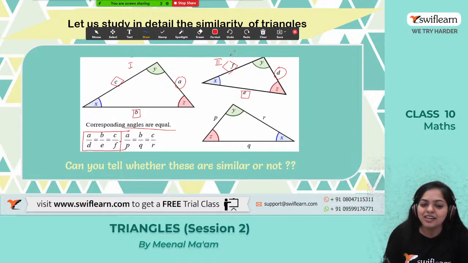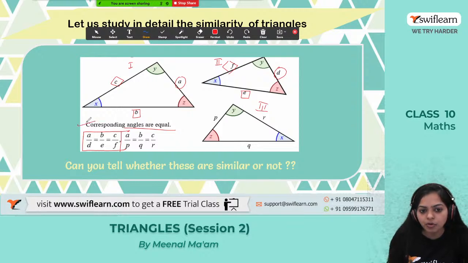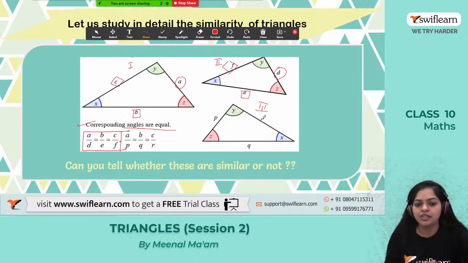Okay, everyone. Now, if I talk about the second and third triangle, or the first and third triangle, these two are also similar. Why? Because they are similar in shape. So what will be the condition? The first condition is that corresponding angles are equal and their corresponding sides are proportional. So see here, A upon P is equal to B upon Q is equal to C upon R. Got it? So this is the similarity of triangles condition.